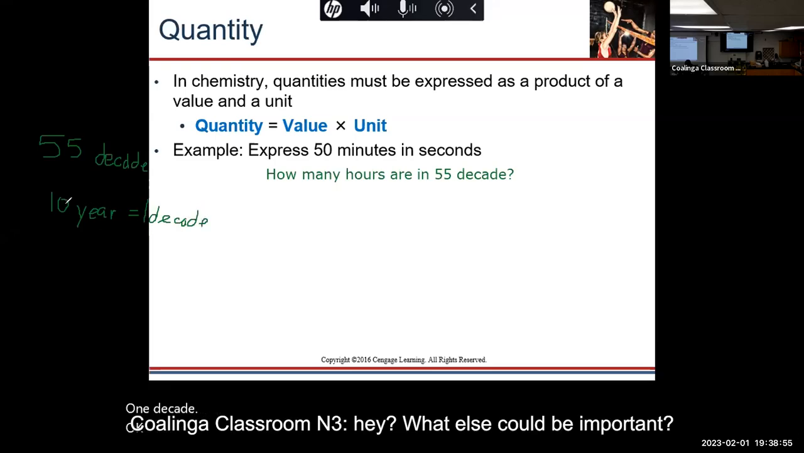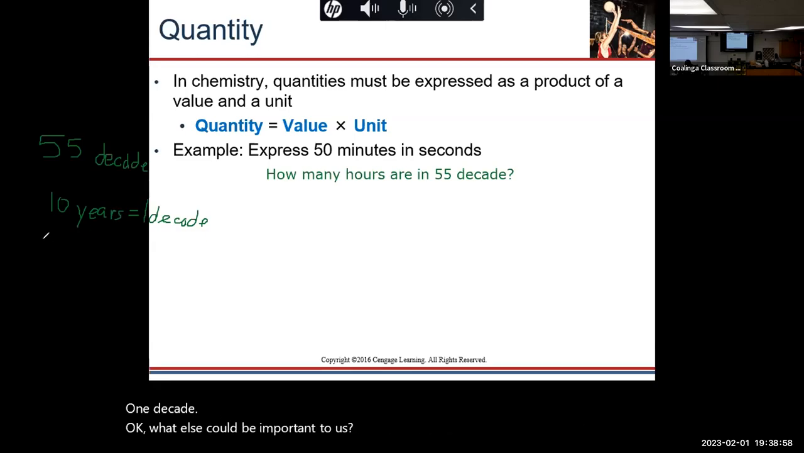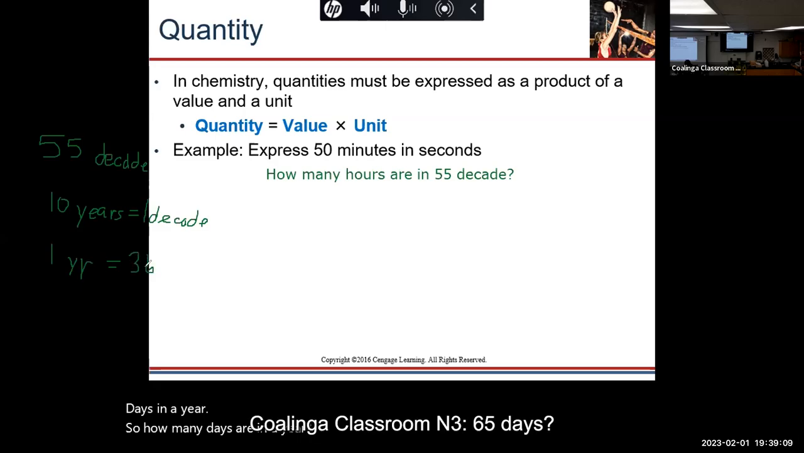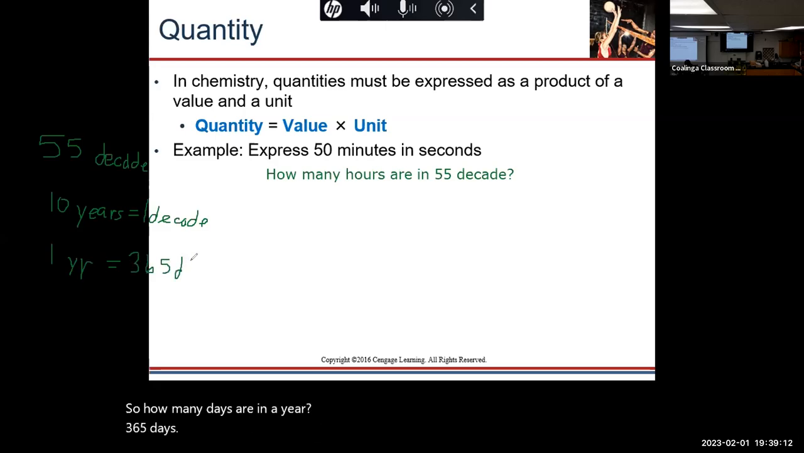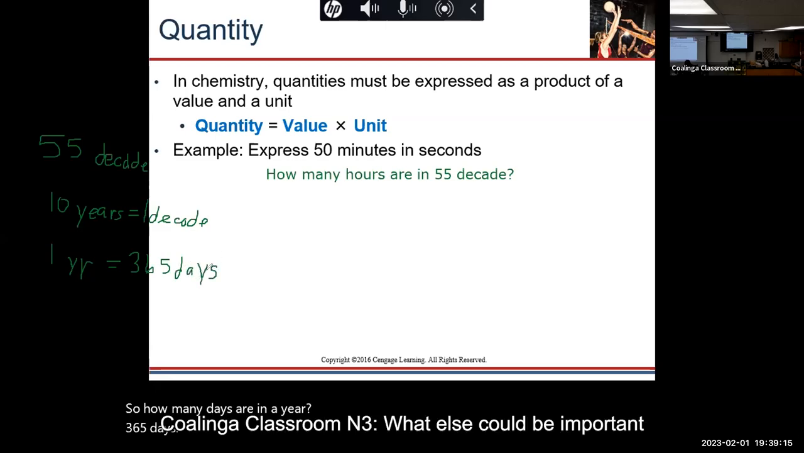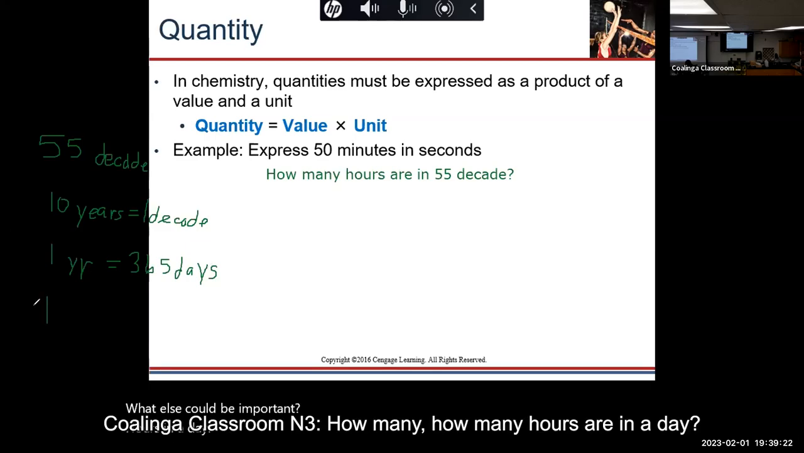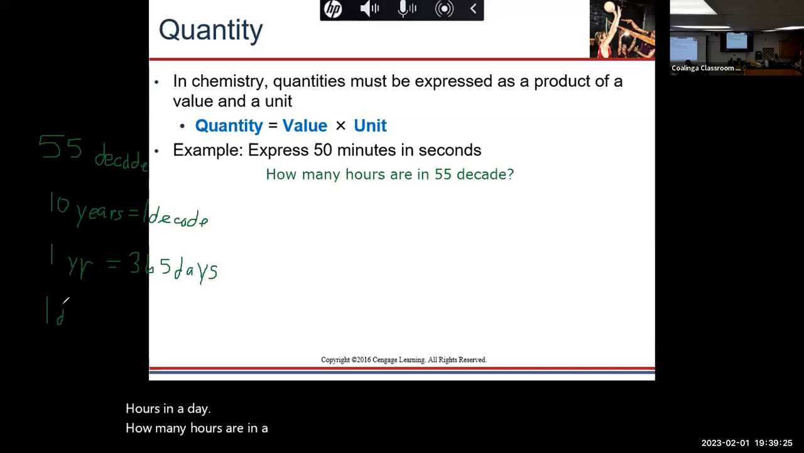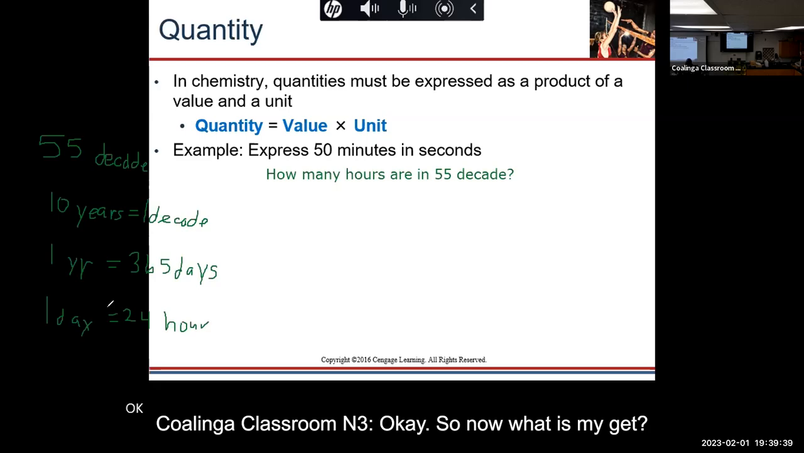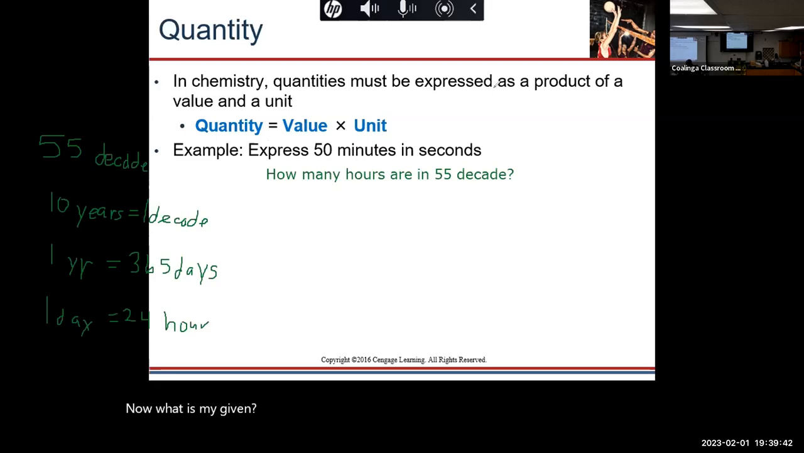Okay, what else could be important to us? Days in a year. So how many days are in a year? 365 days. What else could be important? Hours in a day. How many hours are in a day? 24. Okay, so now what is my given? 55 decades is my given.